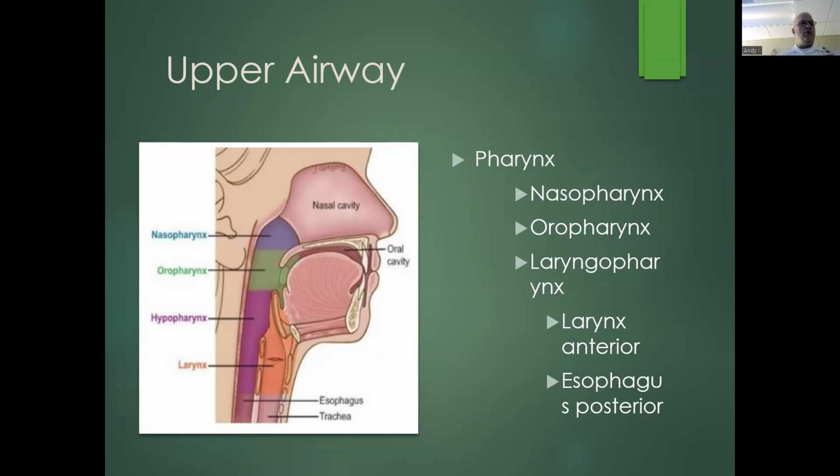In the laryngopharynx, you have the larynx anterior and esophagus posterior. When I say that, that means in the front where you could feel your Adam's apple, that's your anterior. And behind that is the esophagus.